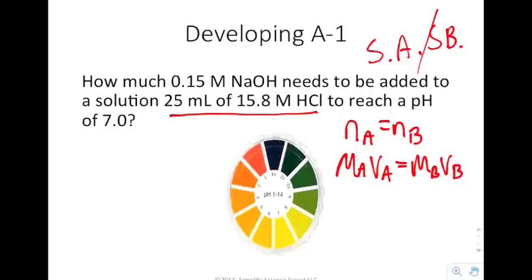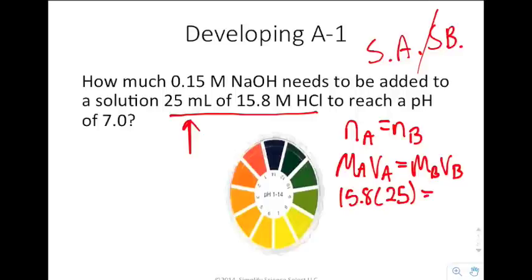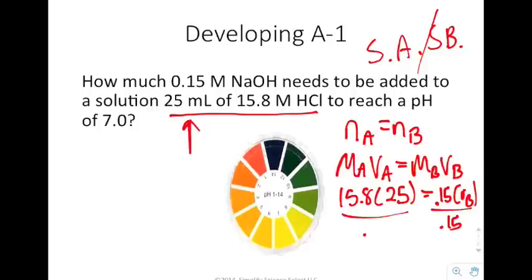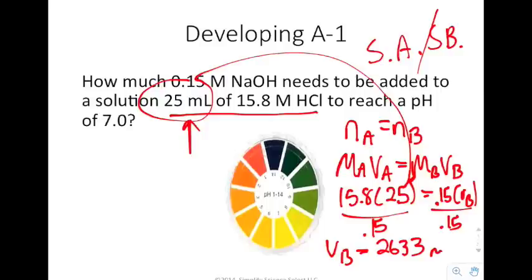When you plug your numbers in, you get 15.8 times 25. Technically I should convert 25 mL into liters, but because I want milliliters on the other side, I could just leave it as it is because it's a ratio. On the other side I have 0.15 molar sodium hydroxide, and I can calculate the volume of the base. You take 15.8 times 25 and divide by 0.15, and you get the volume of the base to be about 2,633. Because the initial volume was in milliliters, this value is also in milliliters.